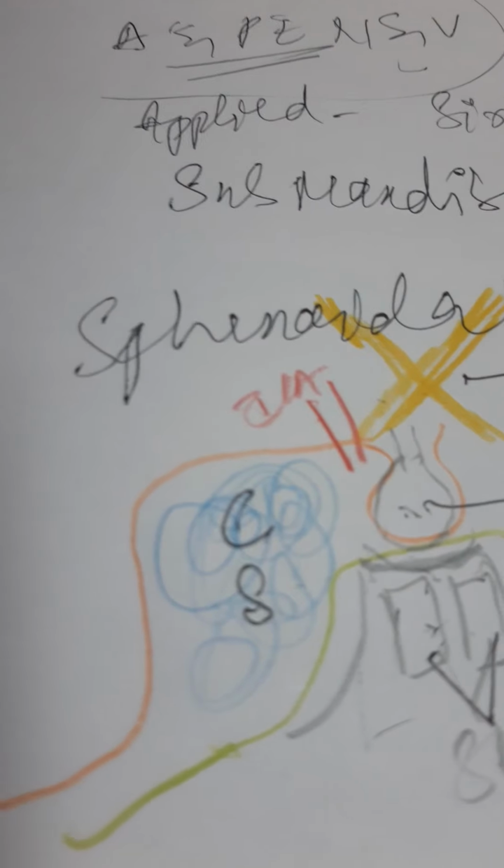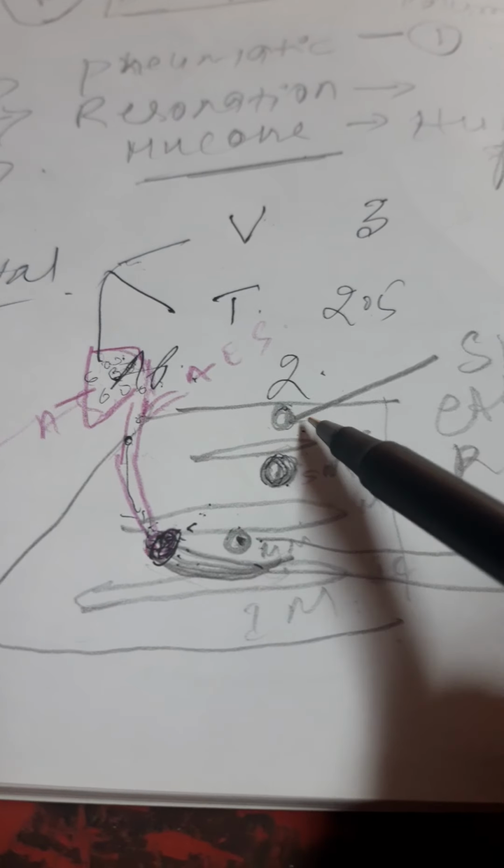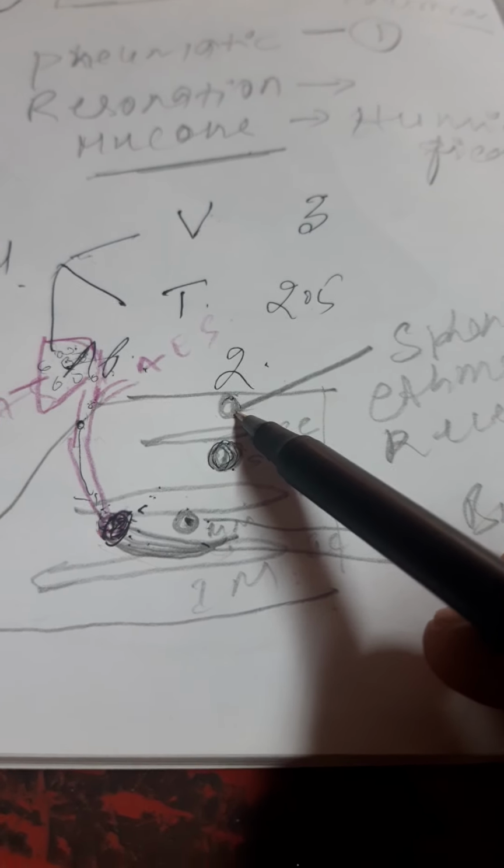So this sphenoidal air sinus comes and opens into this space. If this is the lateral wall of the nasal cavity, the space between the roof of the nasal cavity and the superior concha is called the sphenoethmoidal recess. This sphenoethmoidal recess gets the opening of the sphenoidal air sinus. So the sphenoidal air sinus comes and opens here into the sphenoethmoidal recess. So that is about the opening of the sphenoidal air sinus.